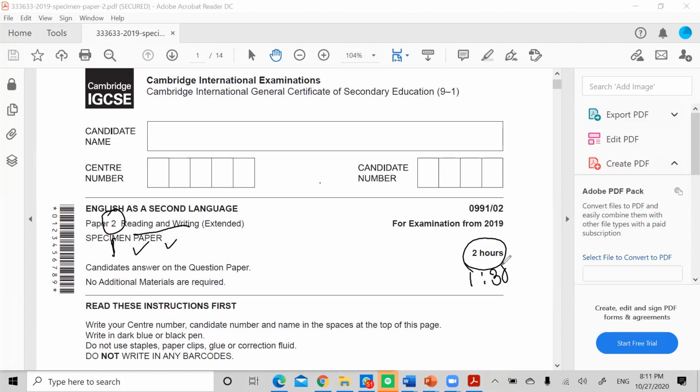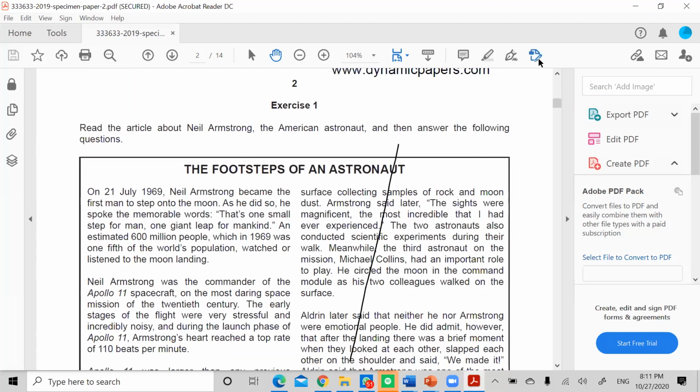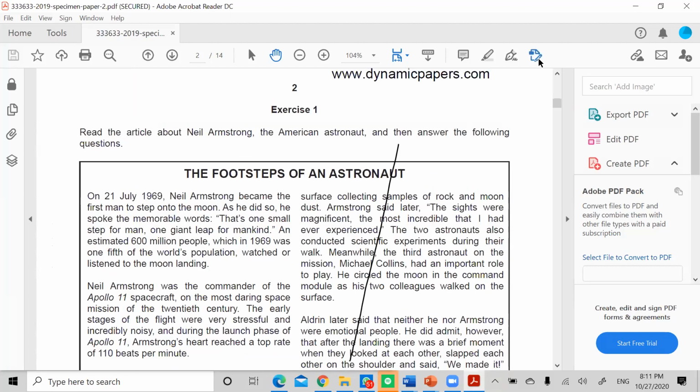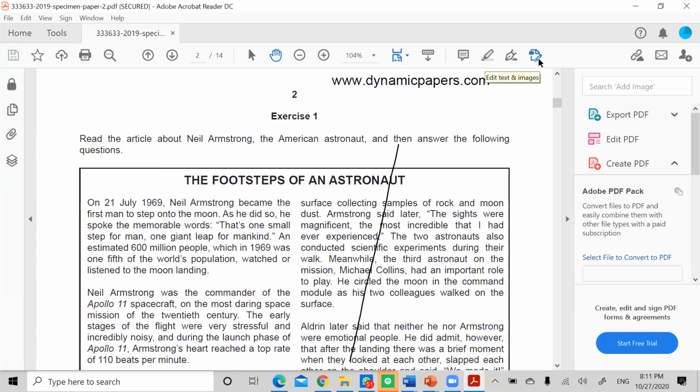But are there any differences? There are slight differences inside. Okay, I'll show you the slight differences. Have a look. Three of the exercises are for the reading and the other three are for the writing. The first exercise is always a reading. As you see here, it is a reading text.